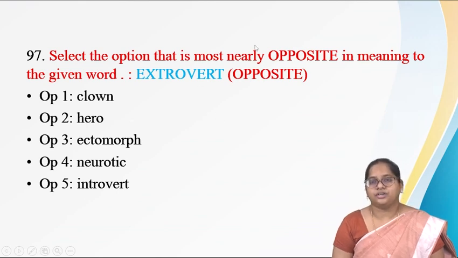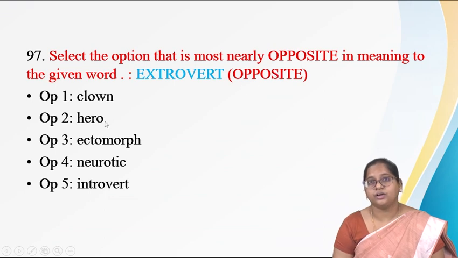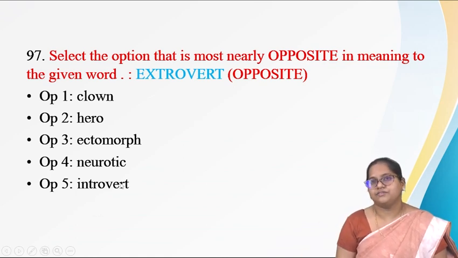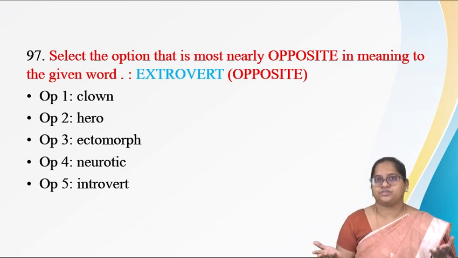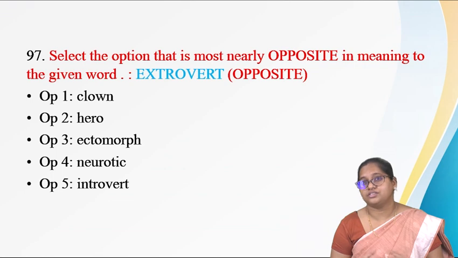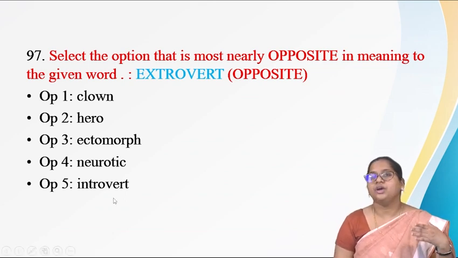Next, extrovert. You have to find out the opposite of this word. Option 1, clown. Option 2, hero. Option 3, ectomorph. Option 4, neurotic. And option 5, introvert. It's very simple, very self-explanatory. Introvert and extrovert. It's nothing to do with heroic qualities, or with a joker, or somebody who entertains. Neurotic is somebody who is mentally unstable. The opposite is an introvert, somebody who is not able to express everything.